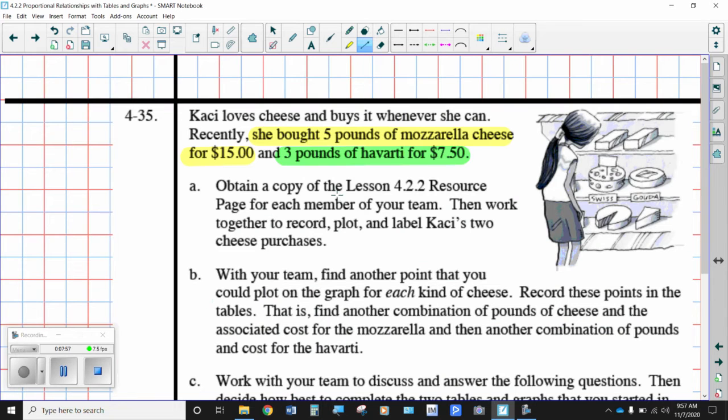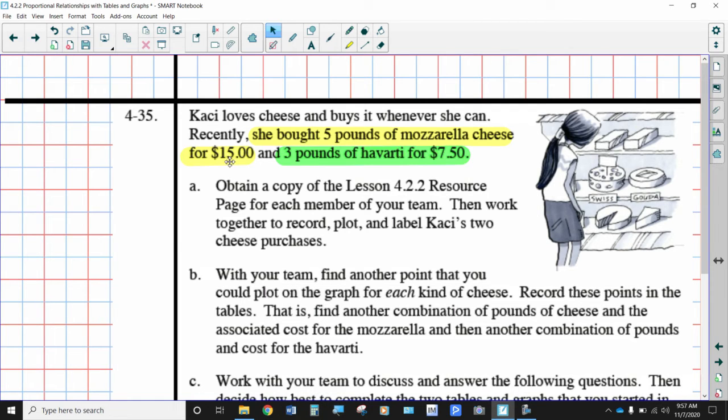But otherwise, they'll pass through 0, 0, and they'll be straight lines. Okay, so let's take a look at Casey. Casey loves cheese and buys it whenever she can. She recently bought 5 pounds of mozzarella cheese for $15 and 3 pounds of Havarti cheese for $7.50.